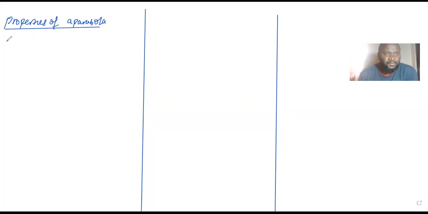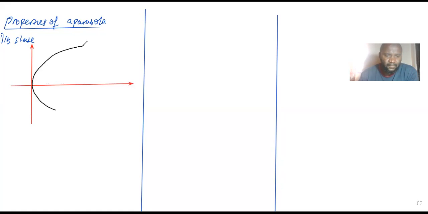Okay, one, its shape. This is the shape of the parabola. For those who don't know how it looks, some of you might have joined today, someone might have missed all those weeks. This is how it looks, whereby this parabola is y squared is equal to 4ax.